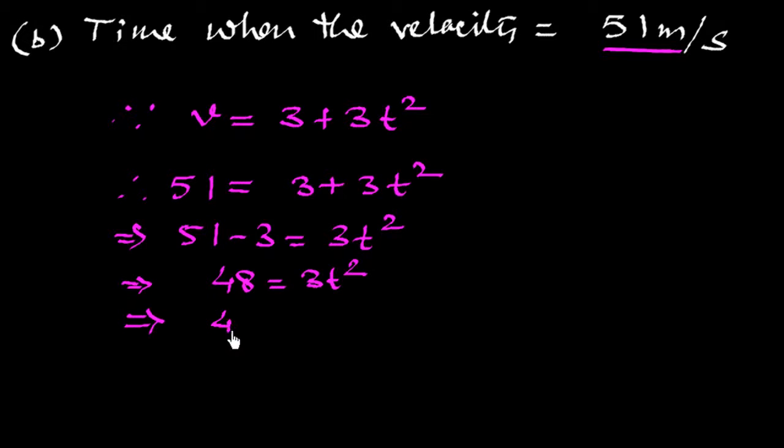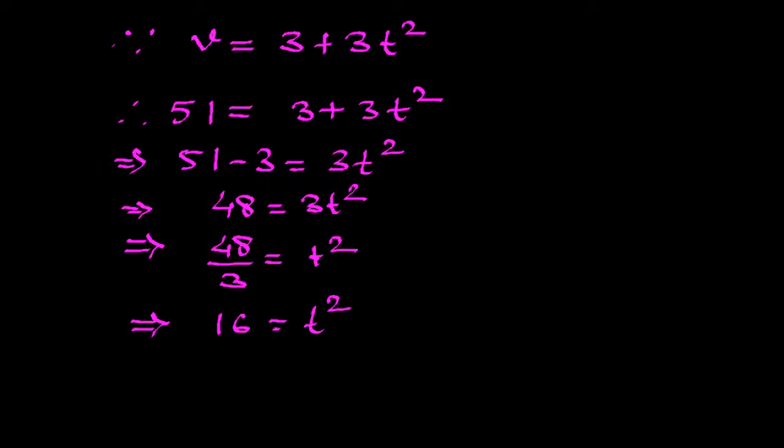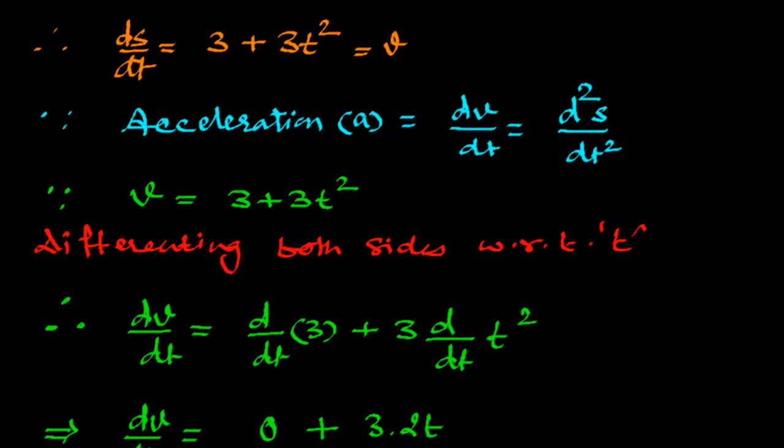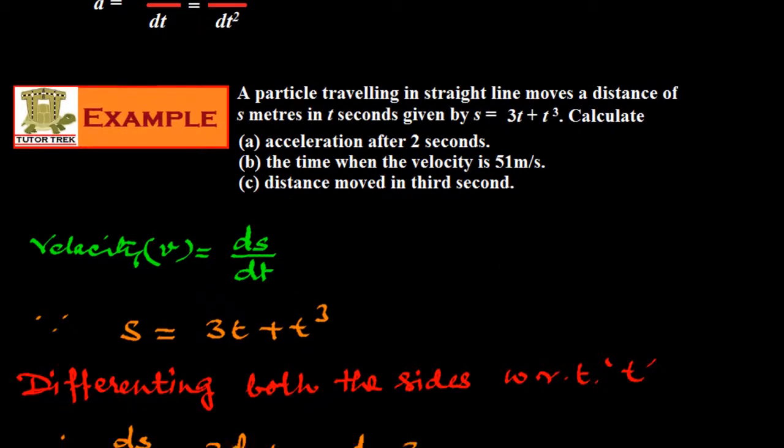Implies that 48 over 3 is equal to t square. Implies that 3 1 times, 3 6 times, 16 is equal to t square. Therefore 4 is equal to t. So we have got here t, after 4 seconds, the velocity of the particle would be 51 meter per second. Now we see the third one, distance moved in third second.